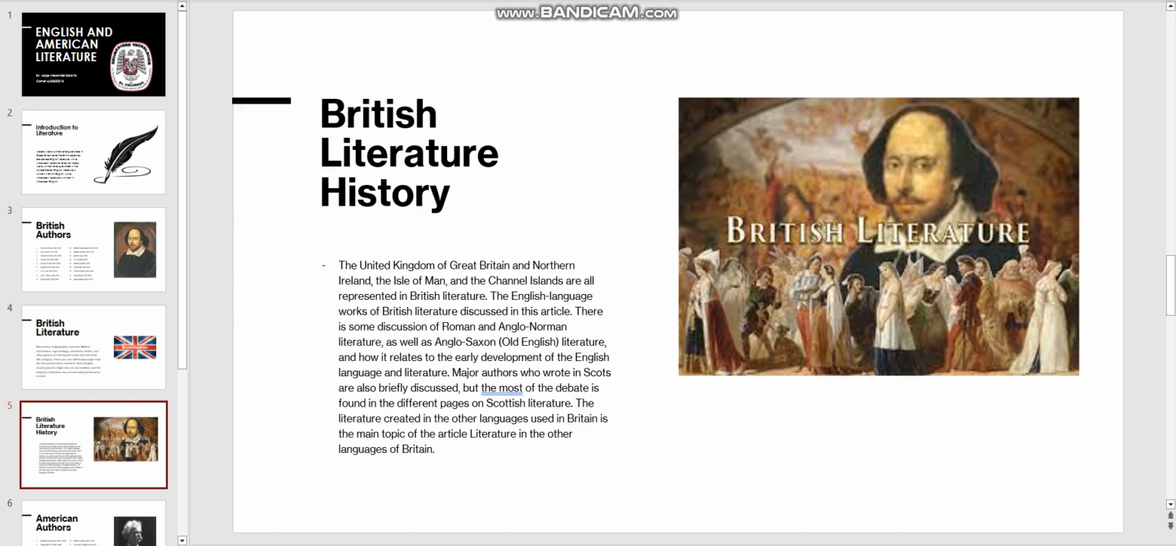So right here we do have British literature history. It's in Unit 1, Section 2. We're still talking about the famous British authors. And right here I will talk about history. The United Kingdom, Great Britain and Northern Ireland, the Isle of Man, and the Channel Islands are all represented in British literature.